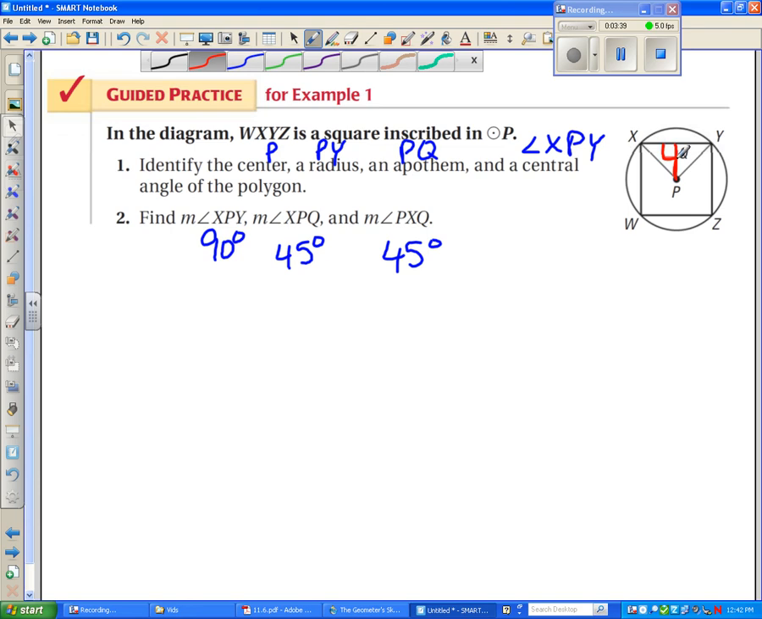And then central angle. The one that we have written is XPY. We also have XPW, WPZ and ZPY. Last question says let's find some angle values. XPY is 90 degrees because there's 360 divided into 4 even parts, 90. Notice if this is equal to this and this is 90, then this is 45 and this is 45. So both of these are 45.